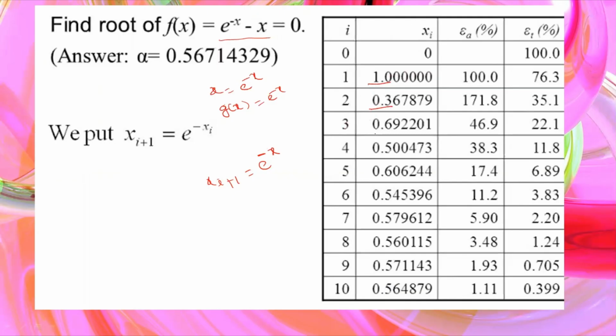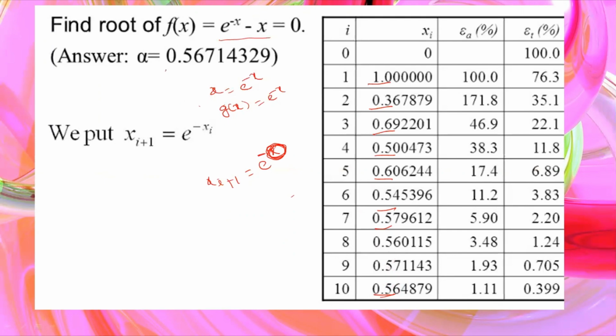Again e power minus 0.3, this one. Again e power minus 0.69, this one. E power minus 0.5, this one. E power minus 0.6. See, you go on. What you have to do is just substitute the x value in this. Just go on substituting your x value. See, up to 10 iterations, you are getting nearer to your 0.5 value. Okay, so this is your answer.